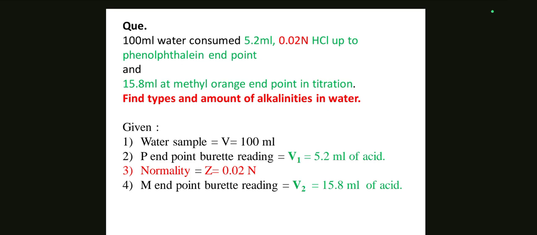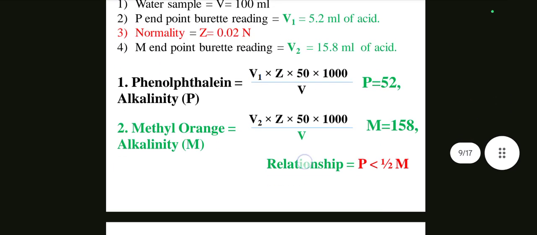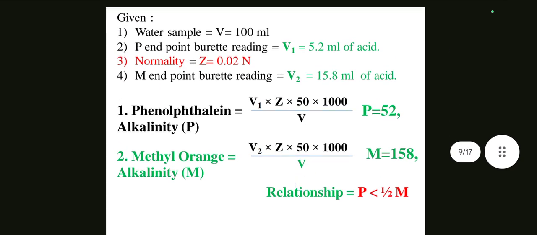Okay. So for the P endpoint burette reading, you can see in the question V1 is equal to 5.2 ml. Normality is given, 0.02 normal. And for the M endpoint, how much ml acid is required? 15.8 ml. So 15.8 ml is the value of V2. So now here you know V1, V2, V and Z. Now put those values in the formula.